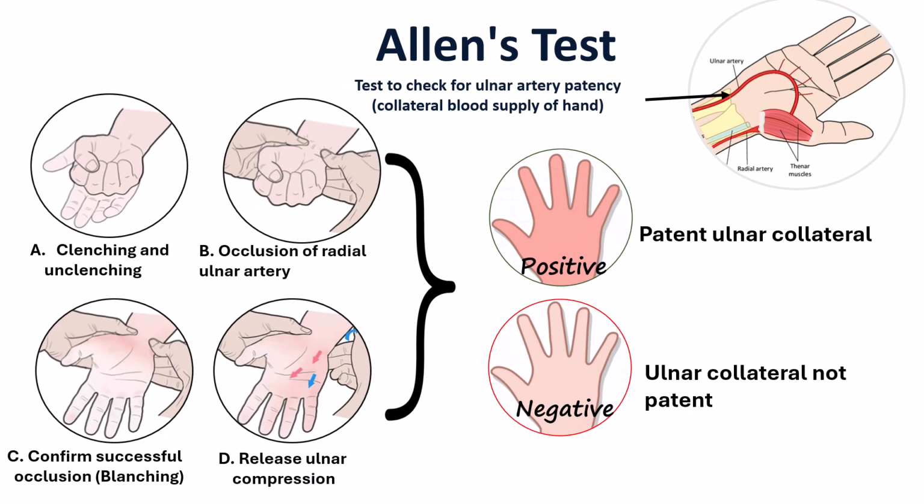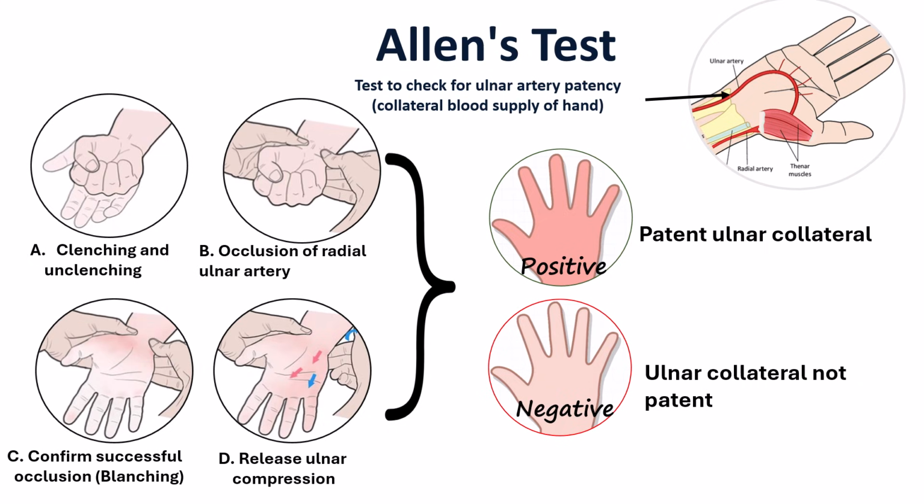Before radial artery cannulation, an Allen's test is performed to assess the patency of the ulnar artery and confirm adequate collateral blood flow to the hand. The patient repeatedly clenches and unclenches the fist to exsanguinate the hand while both the radial and ulnar arteries are compressed, producing blanching of the palm.